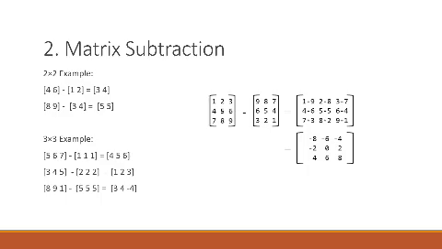Some key points: only matrices of the same size can be subtracted. Subtraction is not commutative, that is A - B is not equal to B - A. Subtraction is associative with the negative: A - B + C = A - B - C. Here we have two matrices, and we subtract one matrix from the other by subtracting their corresponding elements.